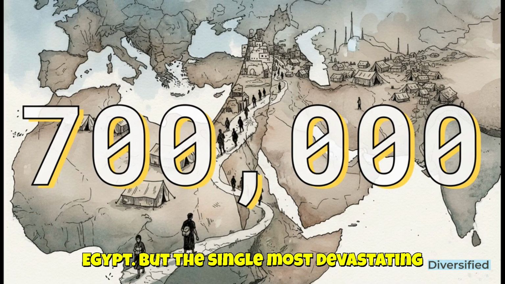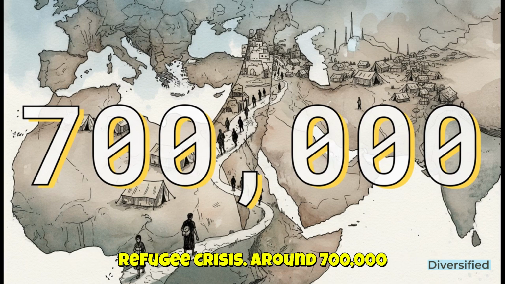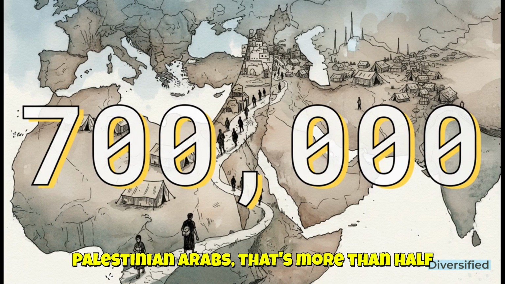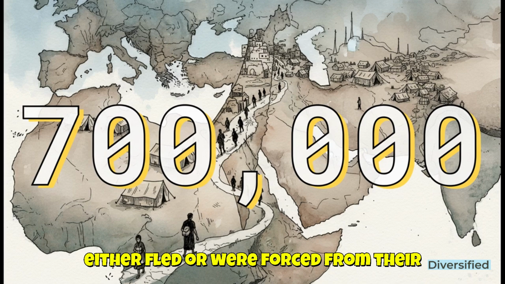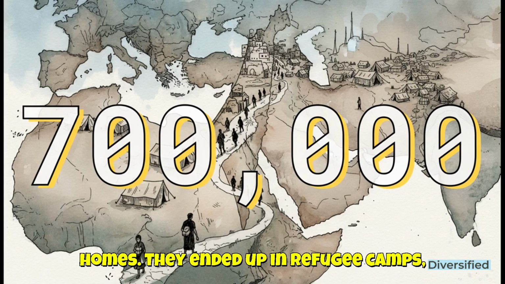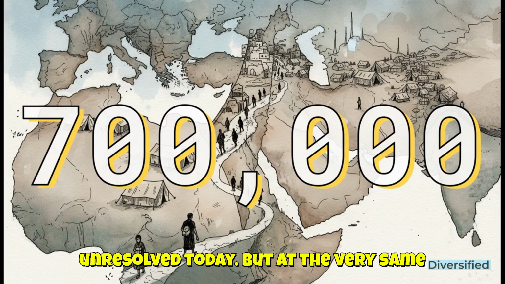But the single most devastating human cost of the war was the Palestinian refugee crisis. Around 700,000 Palestinian Arabs, that's more than half of their entire population in the area, either fled or were forced from their homes. They ended up in refugee camps, starting a crisis that is still unresolved today.